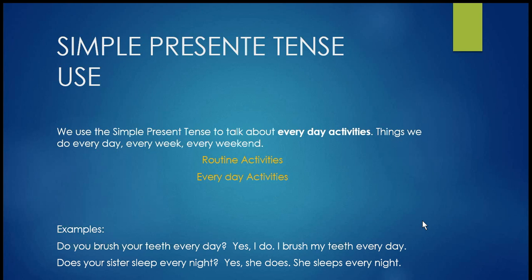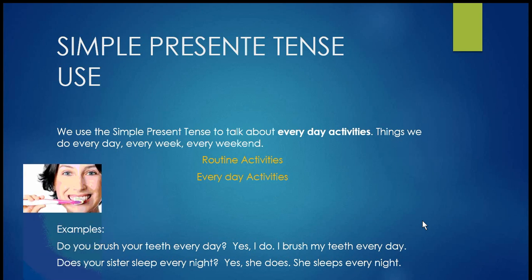For example, do you brush your teeth every day? Yes, I do. I brush my teeth every day. Does your sister sleep every night? Yes, she does. She sleeps every night.